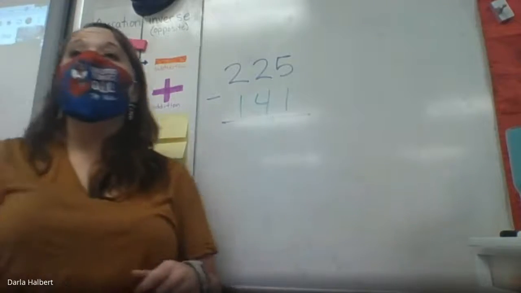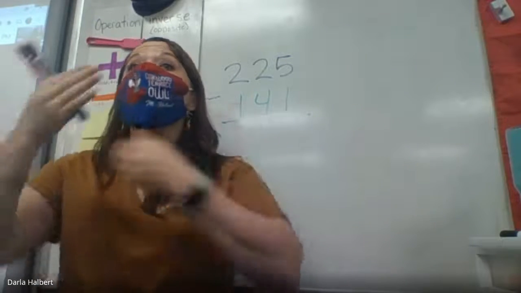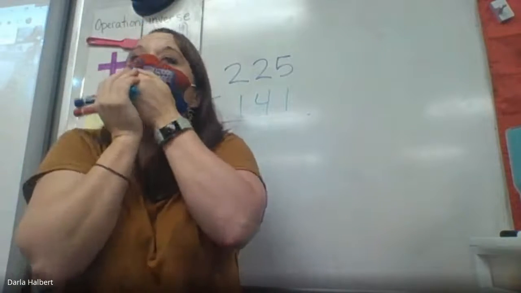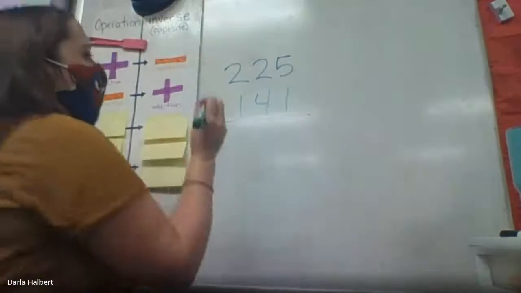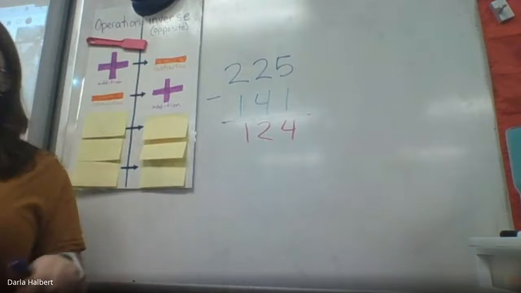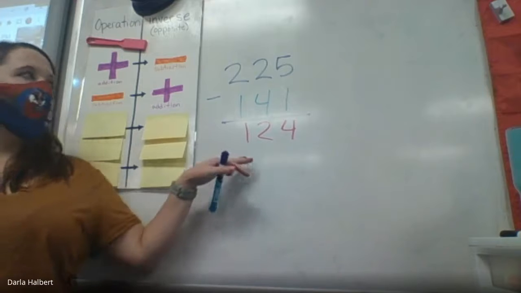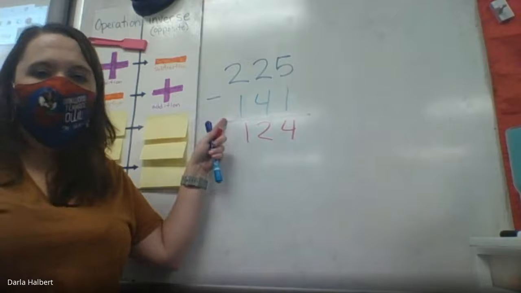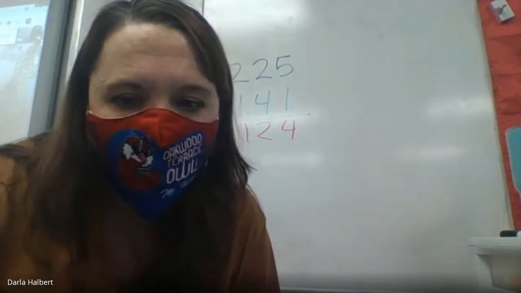Okay, now this time I'm going to subtract. You're going to watch me. Don't say anything. If you think you're going to say something, cover your mouth. I'm going to subtract. Ready? Okay, go ahead and write my answer down. I said don't say anything. So I wrote 225 minus 141, and my answer is 124. So write down my answer.